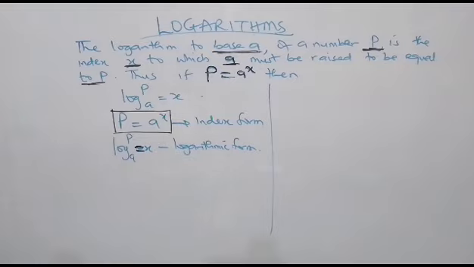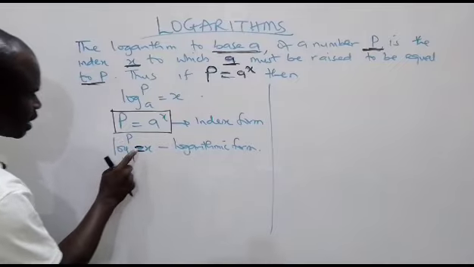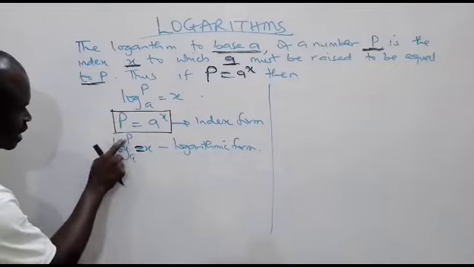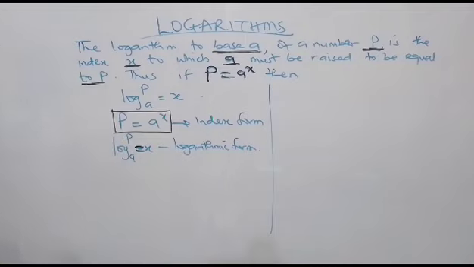I want us to get something right there. If you have something like log P base A is equal to x, invariably what you are trying to say is that P can be equal to this base A raised to x in the index form. That is what I want us to understand, because most of the time when we have a problem under logarithm, we can actually convert the problem to exponential or index form and vice versa.